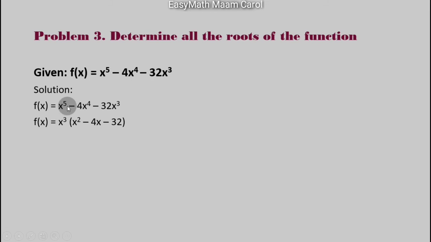So, x cubed. When we remove x cubed here, x squared remains. When we remove x cubed here, only x remains, so it is negative 4x. And when we remove x cubed here, negative 32 remains. So that is what happened. We have factored out the common monomial factor of x cubed. Now, if you look carefully inside, this one is factorable. It is a trinomial, which is factorable. So you factor the trinomial.